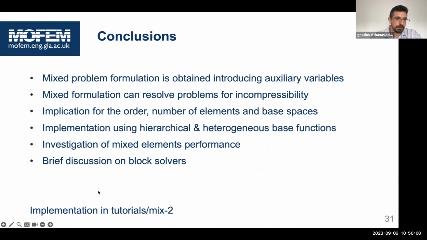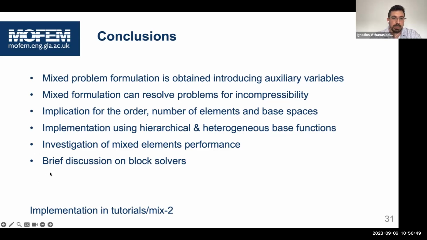So to conclude, I presented the mixed formulation for linear elasticity and what it brings to solve the incompressibility problem. The implication of the choice of order, number of elements, and somehow the type of elements was discussed. I gave a glimpse of the implementation using hierarchical and heterogeneous base functions. And we just showed how the two flavors of the mixed elements perform for a simple example.